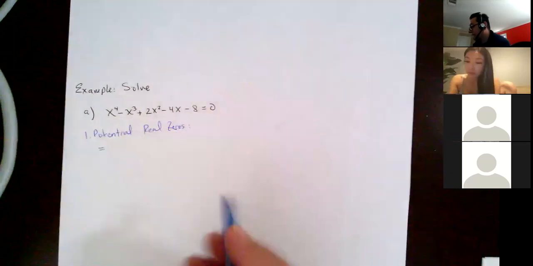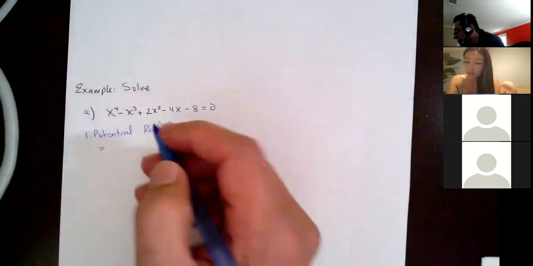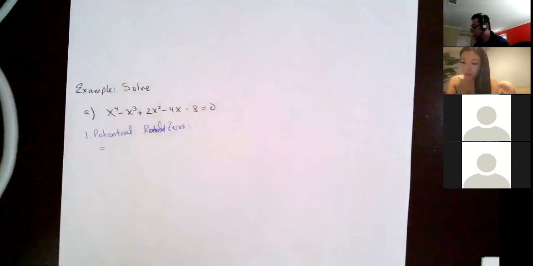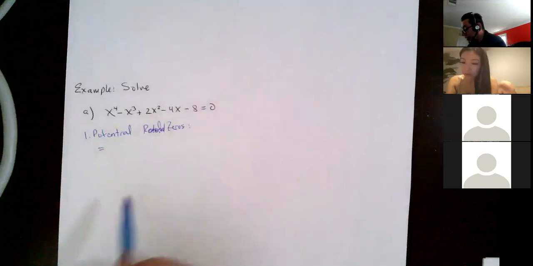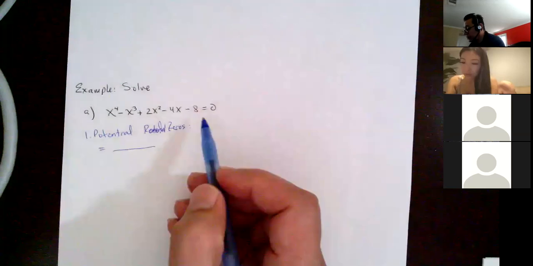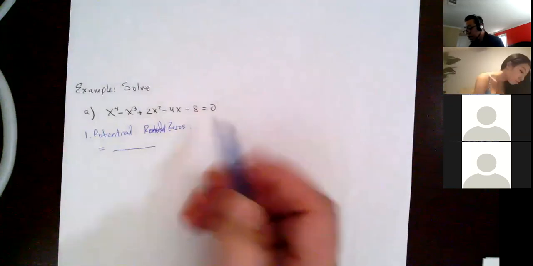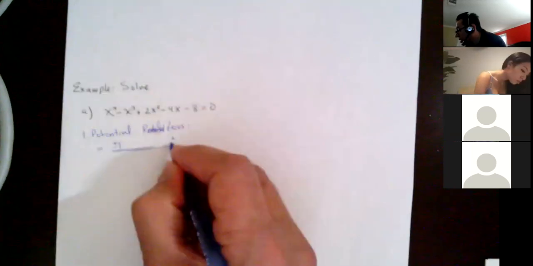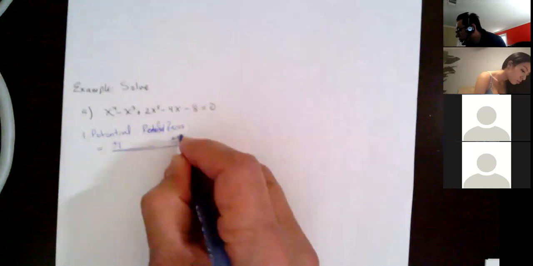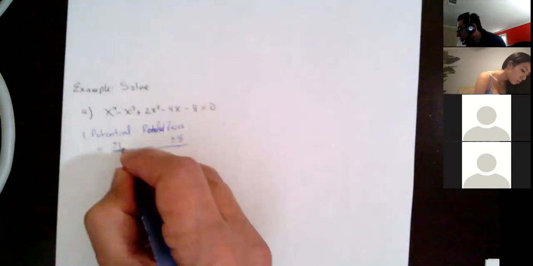Rational or real? Because last time you said rational. You're right, rational. Change to rational, please. Excuse me, potential rational zeros. Remember, these are the factors of -8. What are the factors of -8? Plus minus 1, plus minus 2, plus minus 4, plus minus 8. Divided by the leading coefficient, which is plus minus 1.